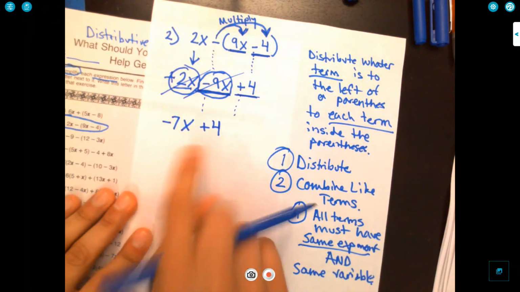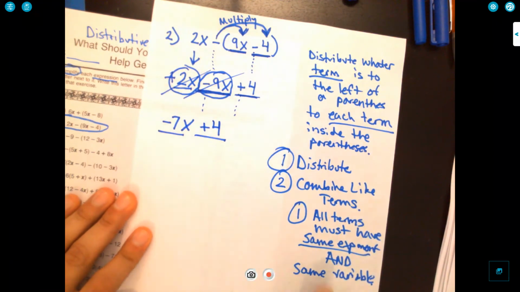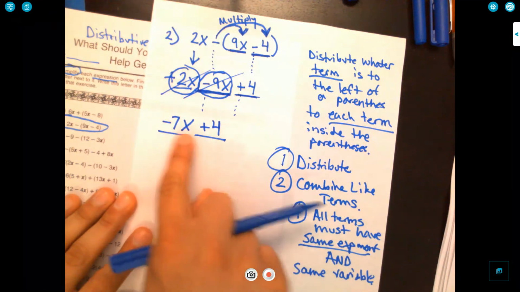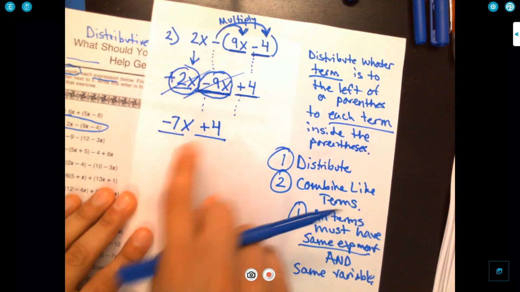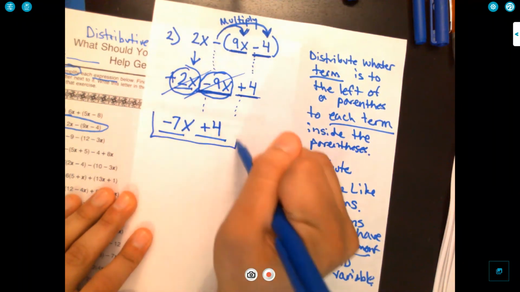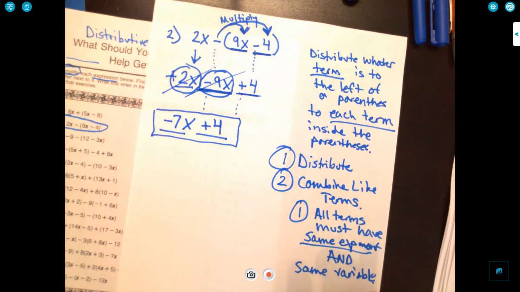So now we have two terms, same exponent, but they don't have the same variable, so that's how we simplify and how we rewrite this expression. So this one would be negative x plus 4.